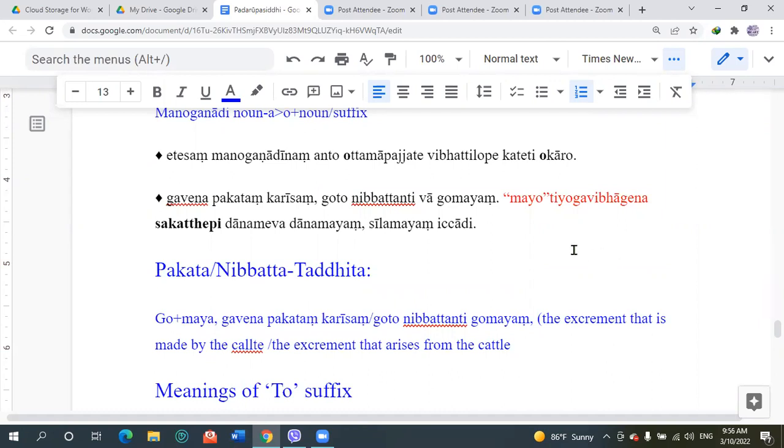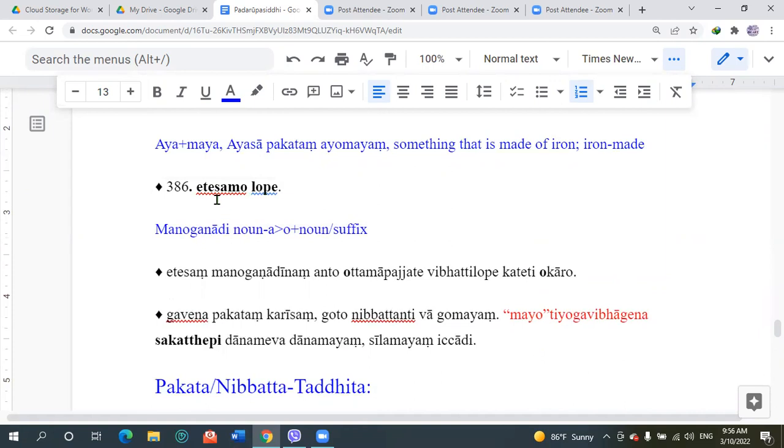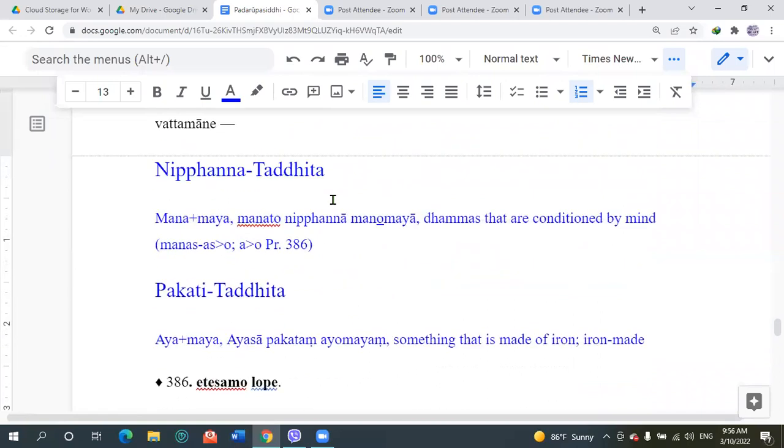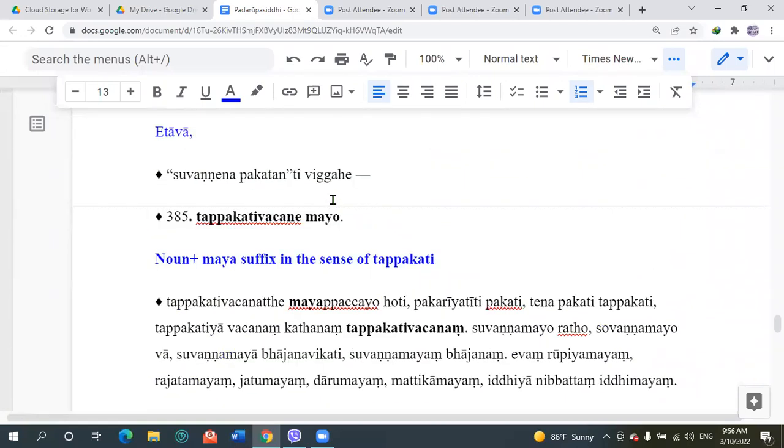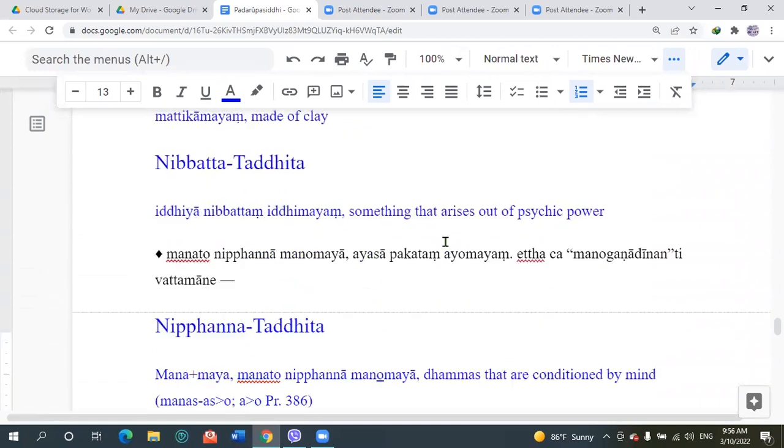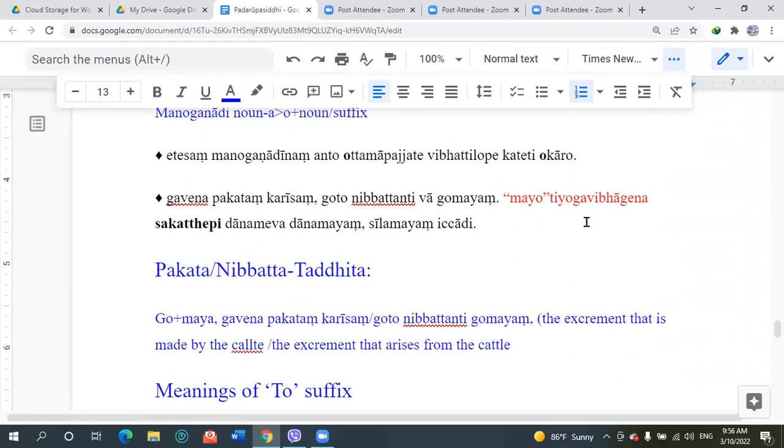So Mayo, yoga vibhagena. By yoga vibhaga, we split the sutta. This sutta, Tabagati Vajani Mayo. So we need only the Maya suffix. We don't need Tabagati Vajana, we don't need the Taddhita, we don't need the sense. We need only the suffix. At that time we take Mayo. That is called Yoga Vibhaga, by the analysis, by the splitting of the sutta, Yoga Vibhagena.